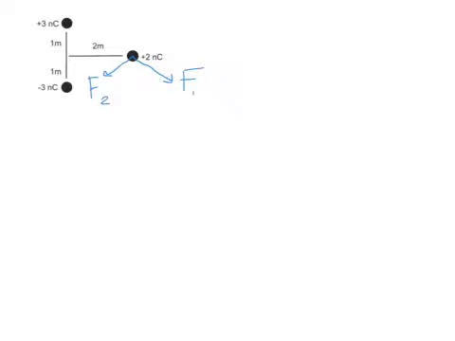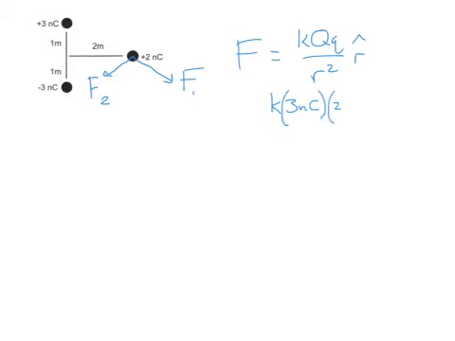If you recall from class, we said that the force is going to be KQQ over R squared, R hat, where the KQQ over R squared part is the magnitude and the R hat is the direction. The magnitude for, let's say, F1 is going to be K times the 3 nanocoulomb times the 2 nanocoulomb over distance between them. Oh my goodness, it's not given in the diagram.